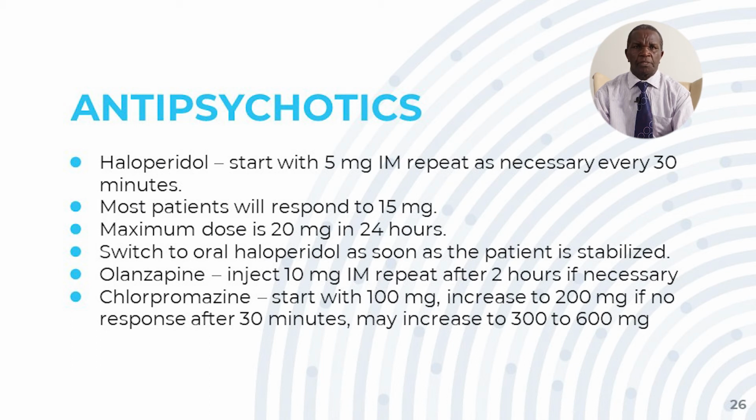You can also use olanzapine, available in injection form. Can give 10 milligrams intramuscularly and repeat every 2 hours if necessary. Chlorpromazine can also be given. Start with 50 to 100 milligrams and increase to 200 milligrams if no response in 30 minutes. Chlorpromazine may be repeated up to a maximum of 600 milligrams in 24 hours.